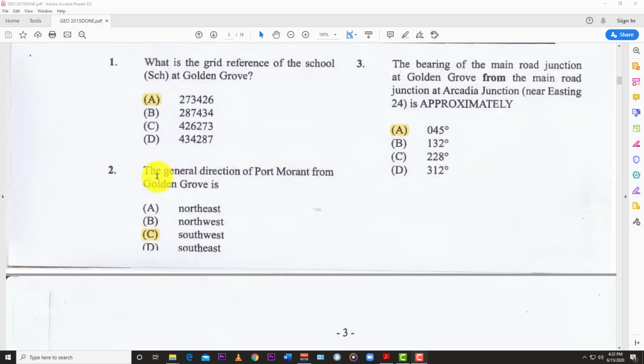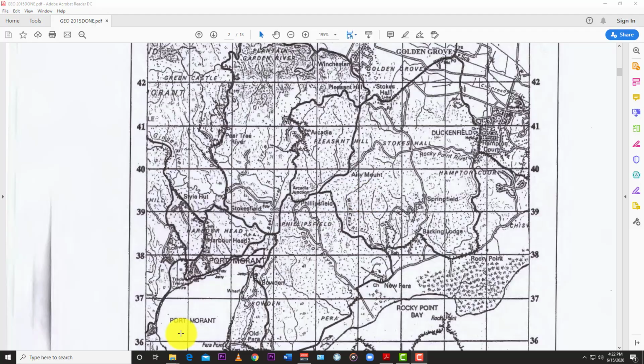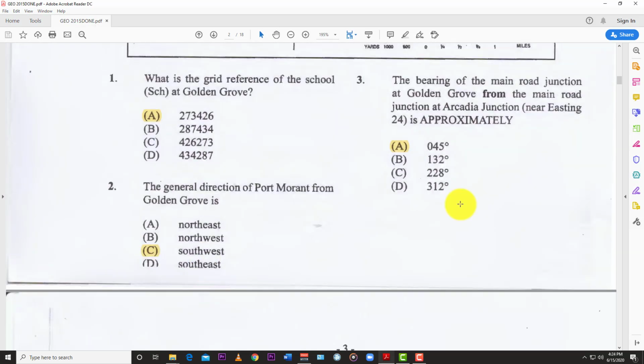Number 2, the general direction of Portmore from Golden Grove is, and so you look again at the map. This is Golden Grove, this is the port, so it's basically going west and south, so it's southwest.